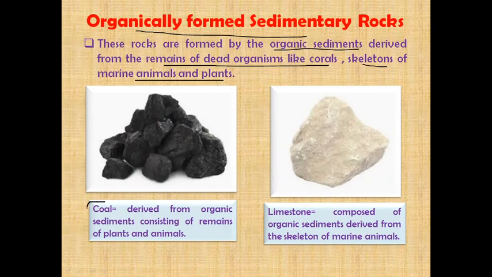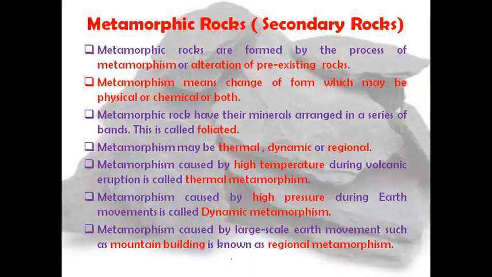One is coal. Coal is derived from organic sediments consisting of remains of plants and animals, and limestone is composed of organic sediments derived from skeletons of marine animals. So these are two examples of organically formed sedimentary rocks.